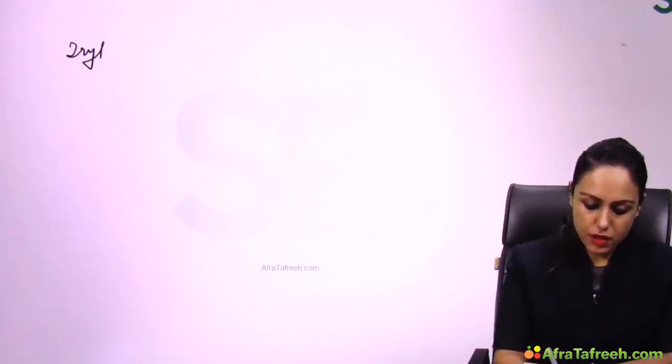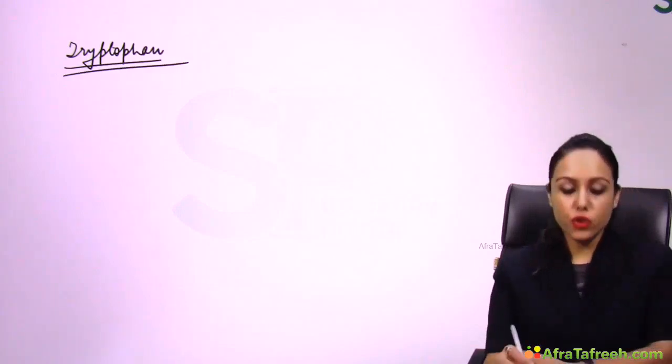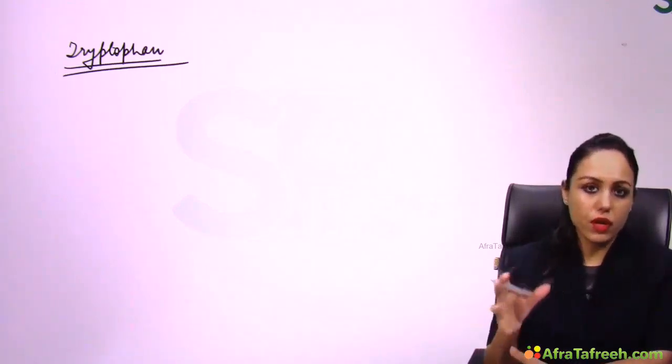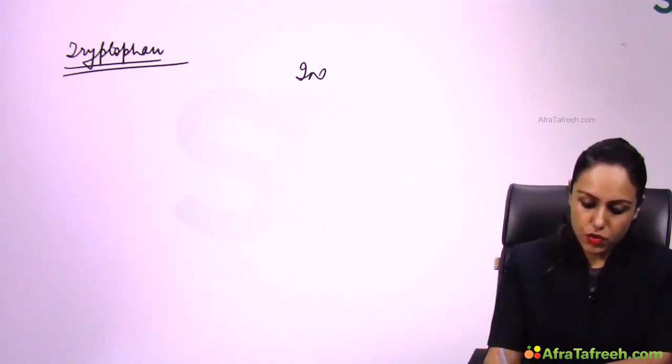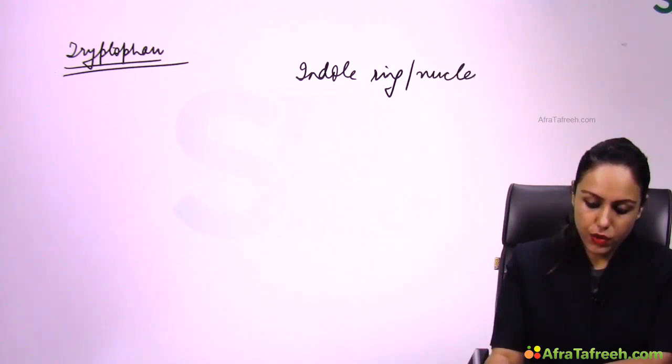Hello friends, in this video I'm going to take the detail of tryptophan metabolism, one of the aromatic amino acids. So let's get started. Tryptophan. I told you in the side chain of tryptophan there are two big rings, and that is known as the indole ring or indole nucleus.